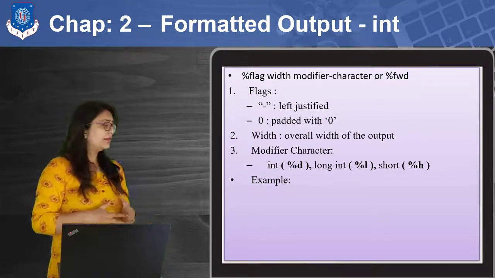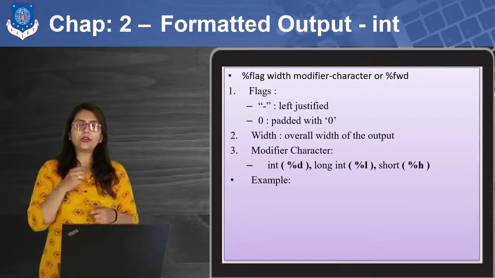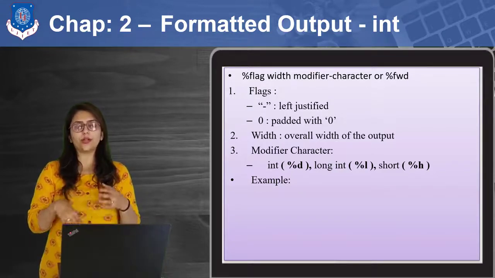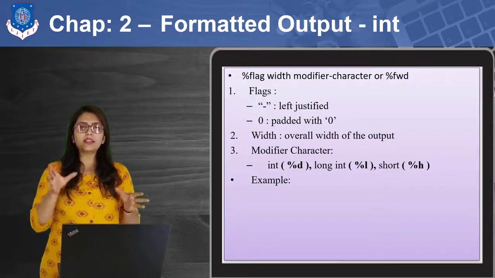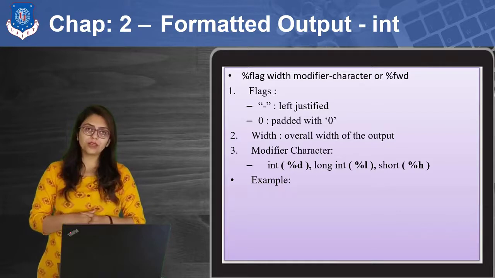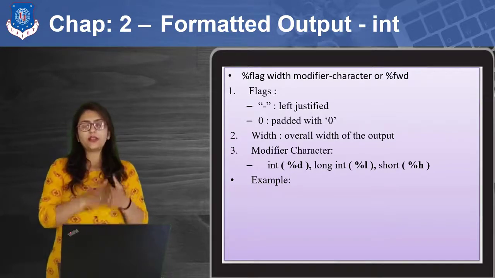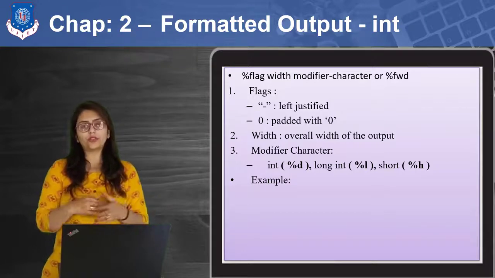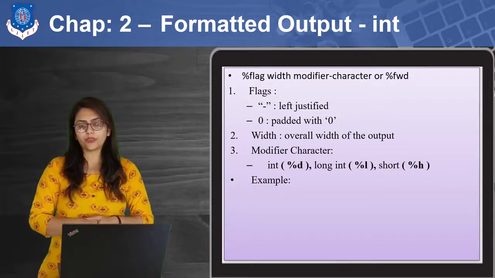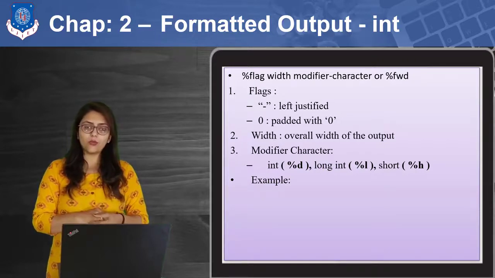Now, the other flag is 0. Sometimes you want to pad your numbers with 0, like 0, 0, 1, 2, 3, 4, or say 1, 2, 3, 4, 0, 0. You want to pad the spaces with zeros. At that time, you can use the 0 flag. So this is all about flags. Now, what exactly is the width? Width is nothing but the width of the total output. I'll show you the example, so don't worry if you don't understand right now.